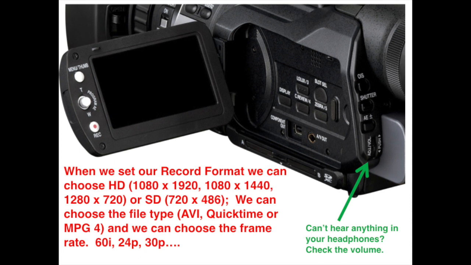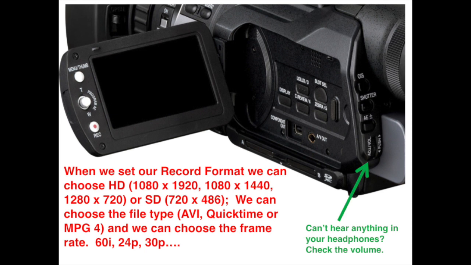You'll also find on the very back there is where your volume is. There's also a way to change your shutter speed, but we'll talk about that in a later class. OIS is image stabilization, which we'll talk about at a later class, and AE is auto exposure, which we'll talk about at a later class.